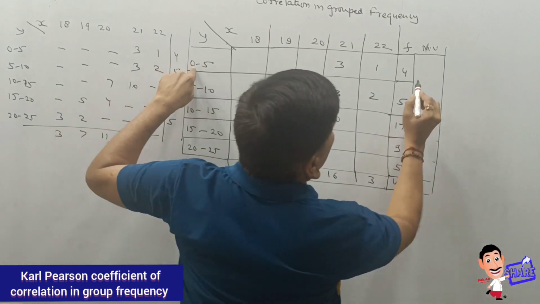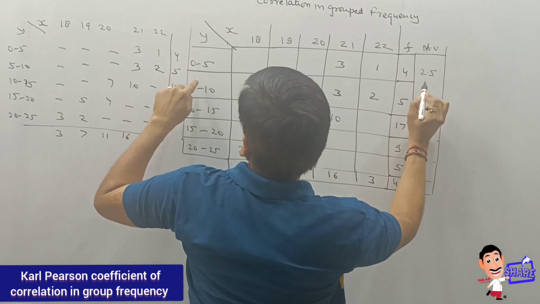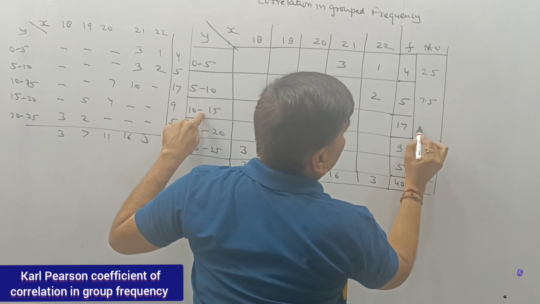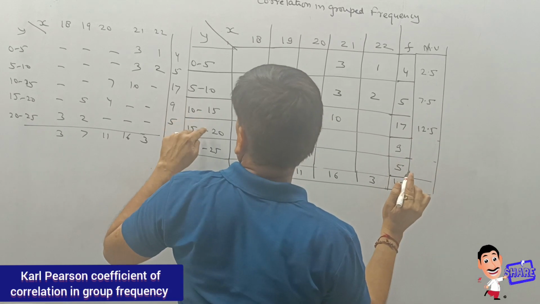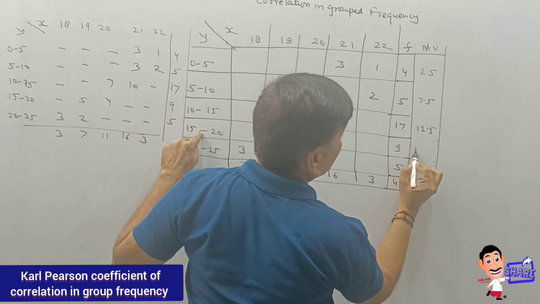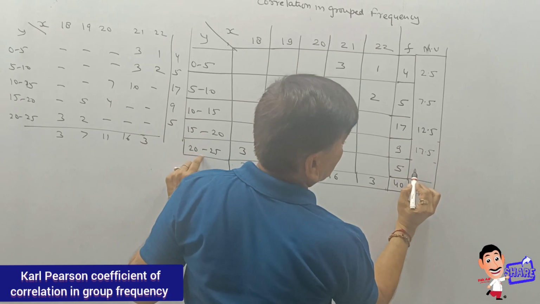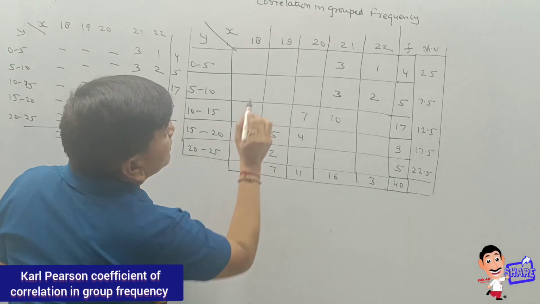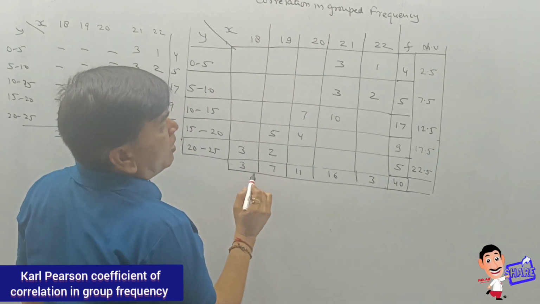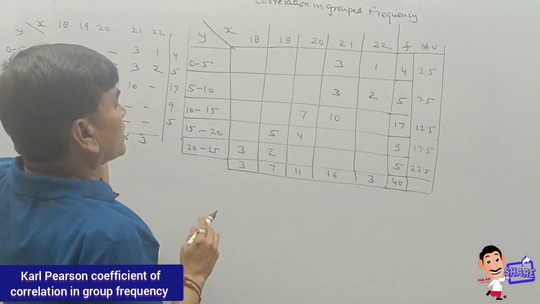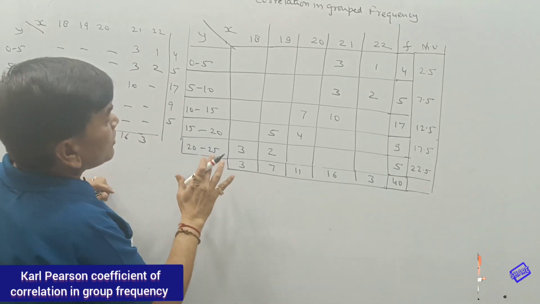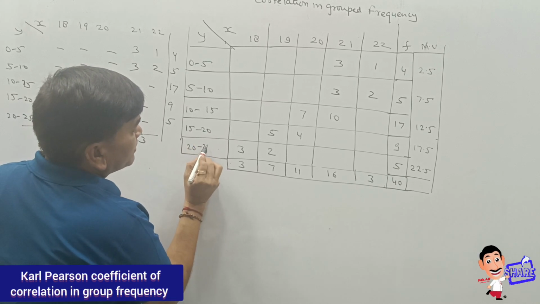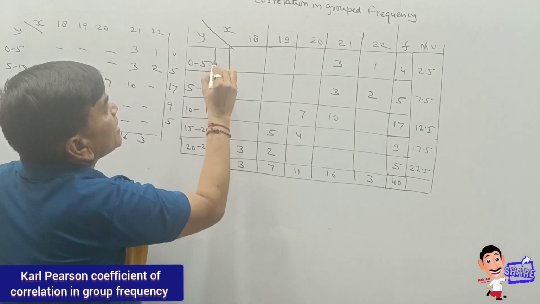So 0 to 5, that is 2.5, 7.5, 12.5, 17.5, 22.5. Getting the mid value. So the very first we calculated the mid value, or maybe having the mid value in here, no problem at all. Here 25. So I am writing mid value here.